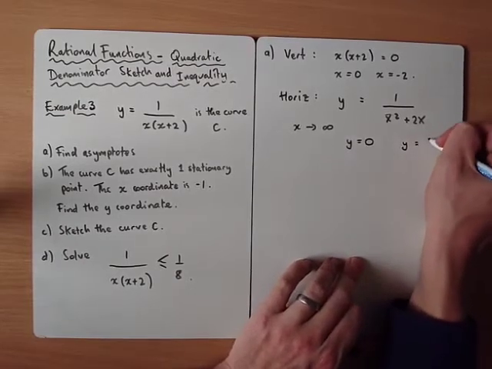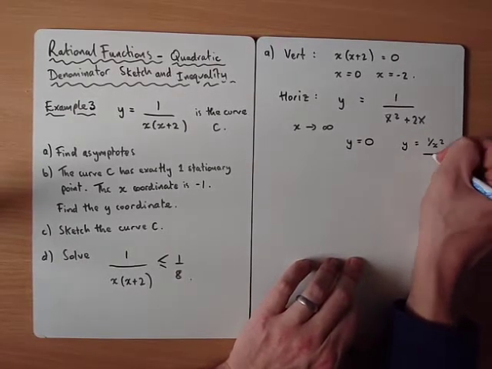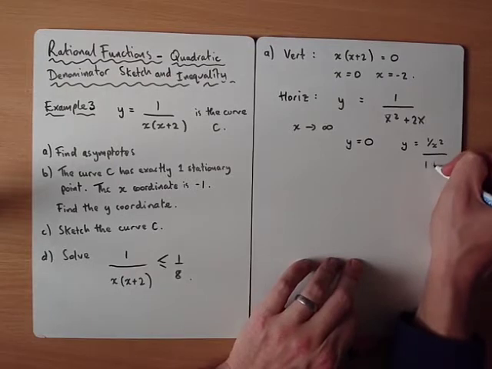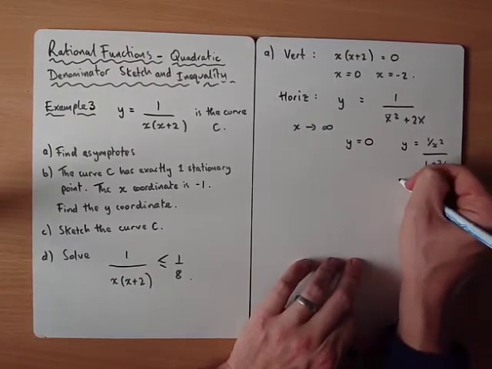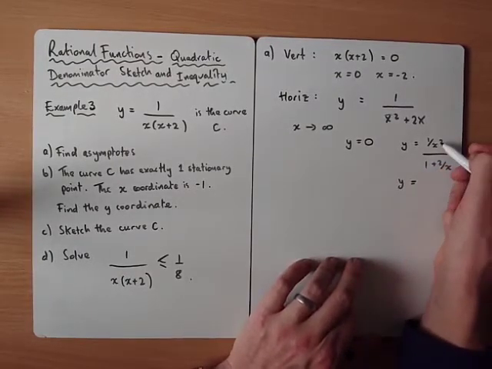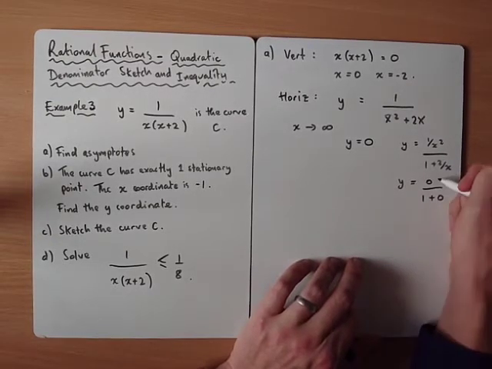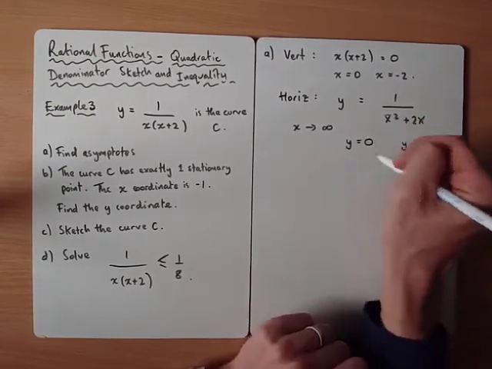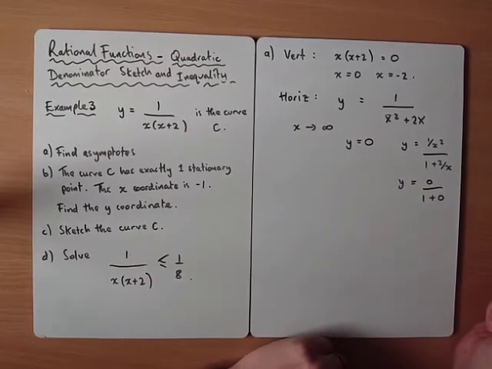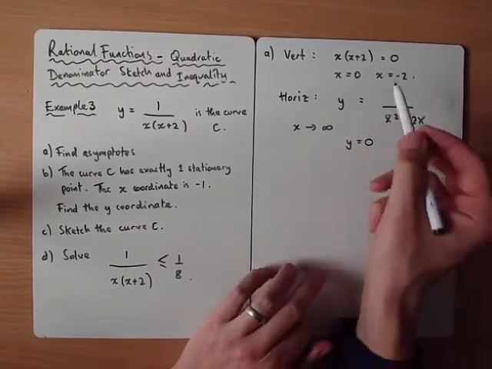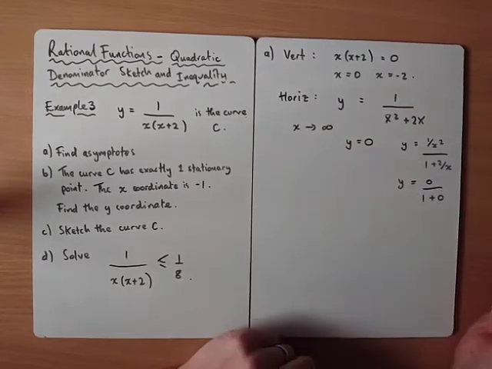Alternatively, you can divide everything by x squared. That tends towards 0. But then you still get 0 divided by 1, so obviously you've got y equals 0. Alright, so our asymptotes are done. x equals 0, x equals minus 2, y equals 0.